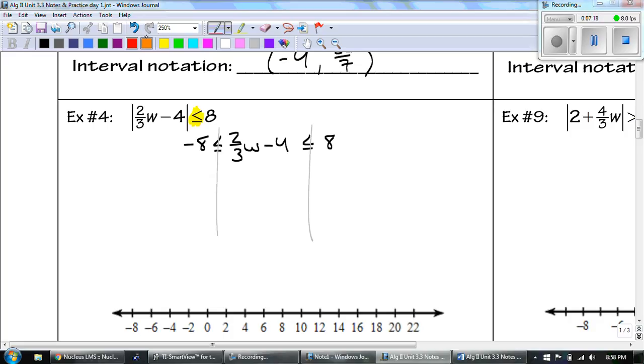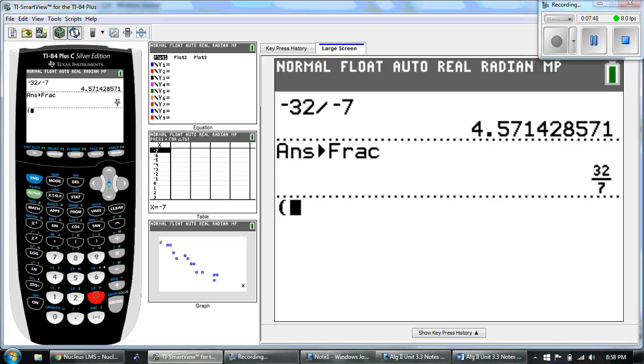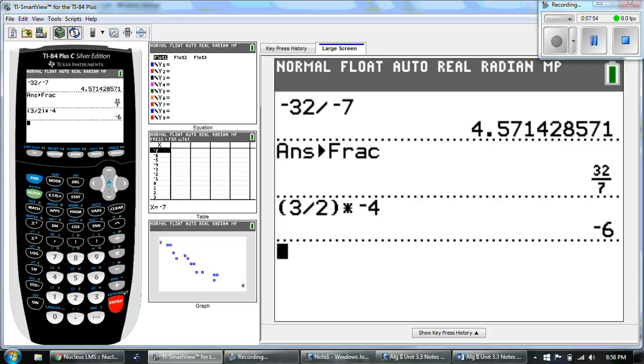Okay, let's solve. So we're going to add 4 to all 3 sides. -8 plus 4 is -4. And 8 plus 4 is 12. Now to get the w by itself, we have to multiply by the reciprocal. And if you can't do that in your head, just do 3 divided by 2 times -4, and you'll get -6.